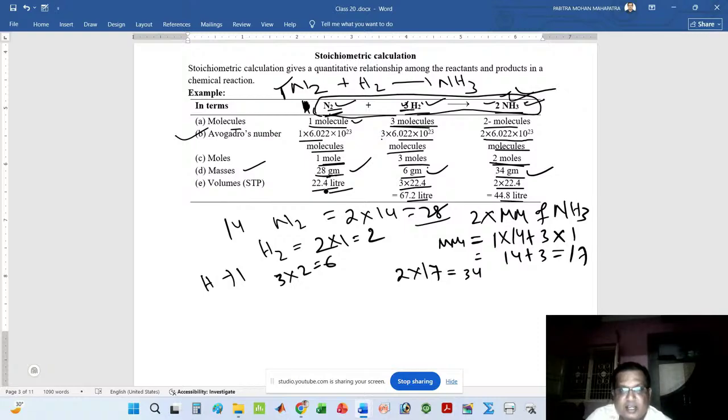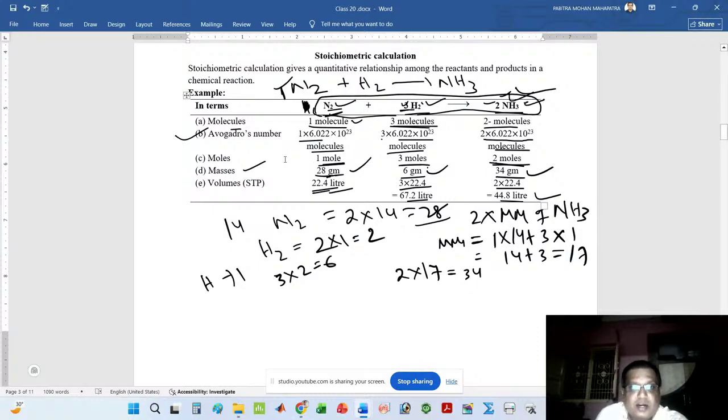So here I can say that 22.4 liter of nitrogen combined with 67.2 liter of hydrogen forms 44.8 liter of ammonia. This relationship among the reactants and products is said to be the stoichiometric relation. You can also think in terms of mole, volume, mass. You can use it in different ways also.